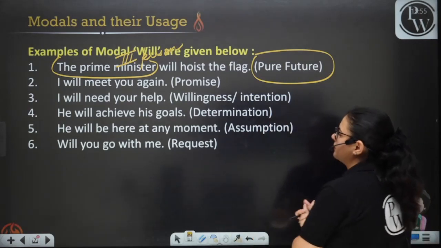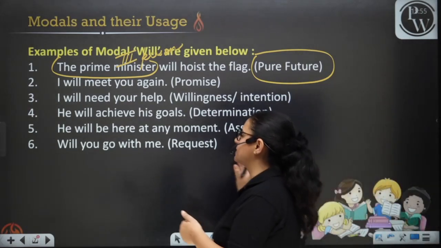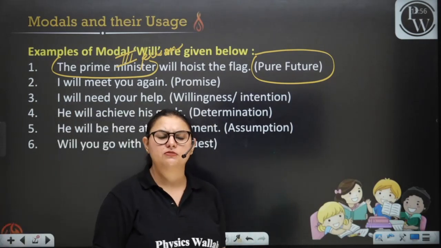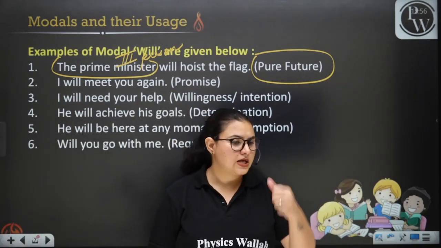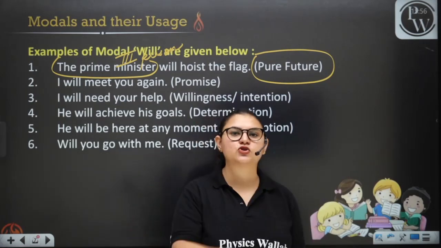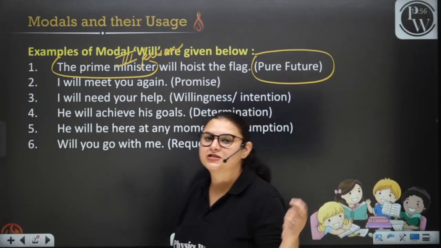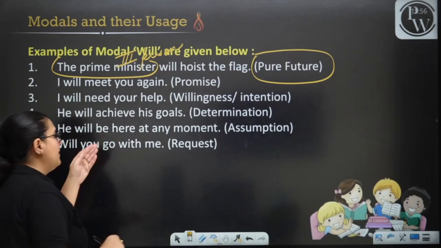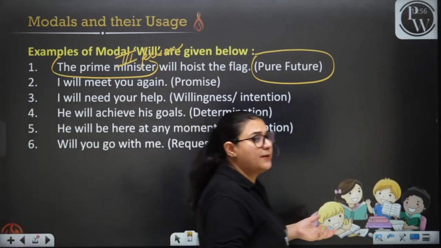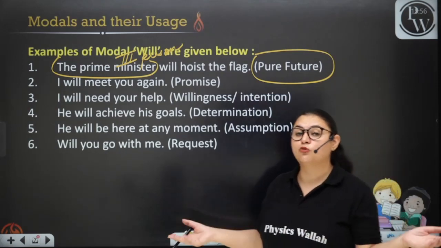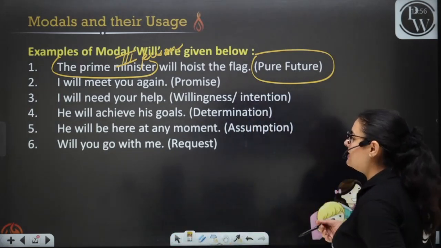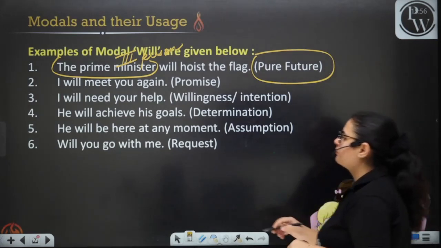He will achieve his goal. This shows the determination that he is going to do it. He is going to make it. Now, this shows the determination. That is why we have used will. He will be here at any moment. This is the assumption. And in last, will you go with me?